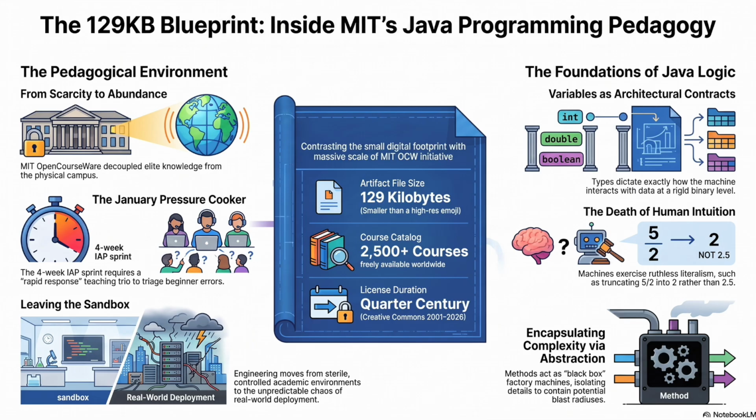But by publishing 2,500 courses under a Creative Commons license, MIT fundamentally decoupled the knowledge from the physical campus. They recognized that the logic of engineering is most valuable when it operates in an environment of total abundance. It's an incredible shift. You're effectively being handed the master keys to one of the most restricted-access intellectual vaults in the world. Really? But I do have to push back on the romanticism of that just a little bit.